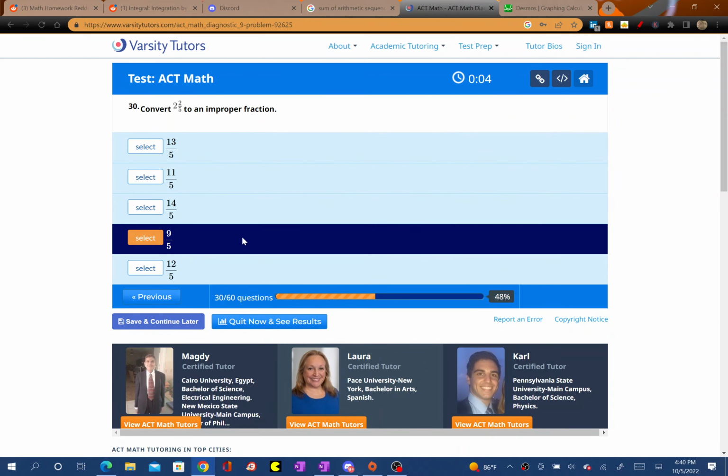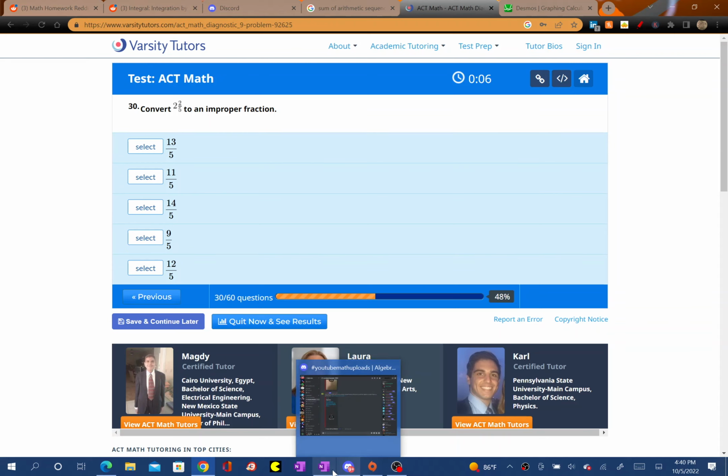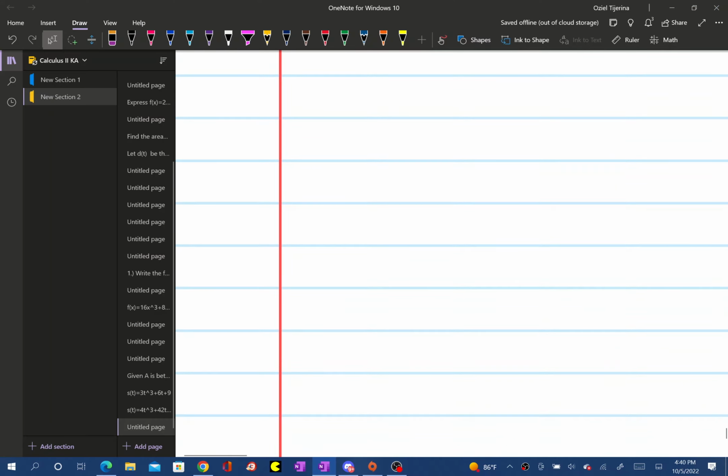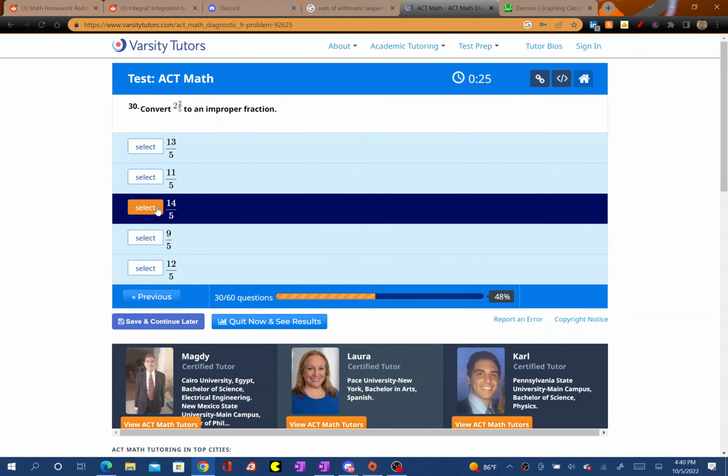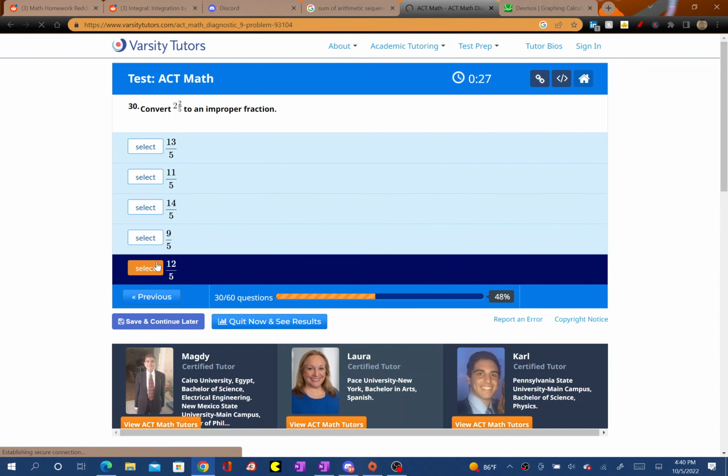Okay, convert 2 and 2/5 to an improper fraction. So you would do 2 and 2/5, so 2 times 5 plus 2, so it'd be 10 plus 2 over 5, which is 12 over 5. So it's the last one.